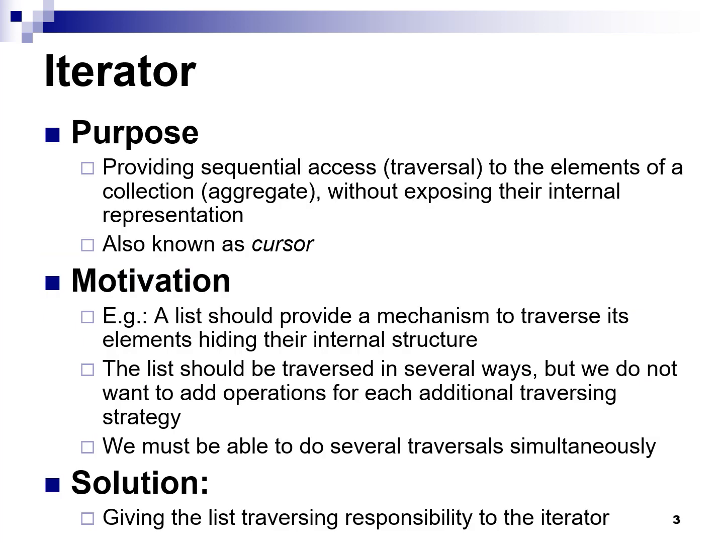Right, the purpose of the iterator is to provide sequential access, traversal strategies to the elements of a collection that is sometimes called the aggregate. The idea is not to expose, not to reveal the internal representation of this collection. For example, you may have different types of lists like linked lists, array lists, and you would like to traverse this list independently of the implementation details. It's also known as the cursor pattern.